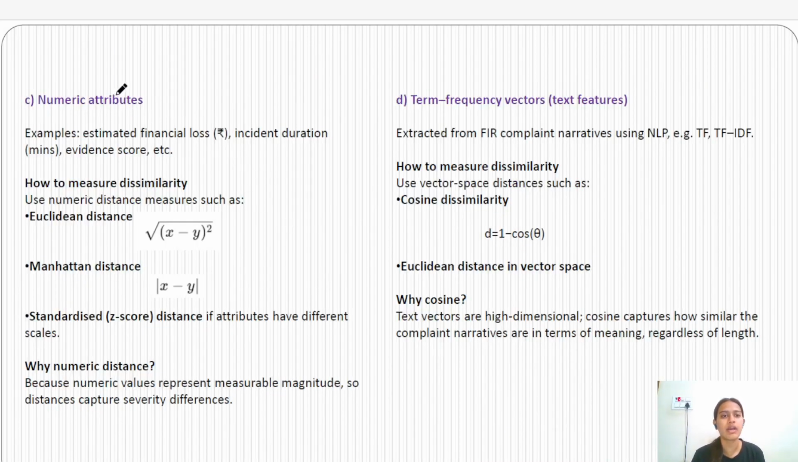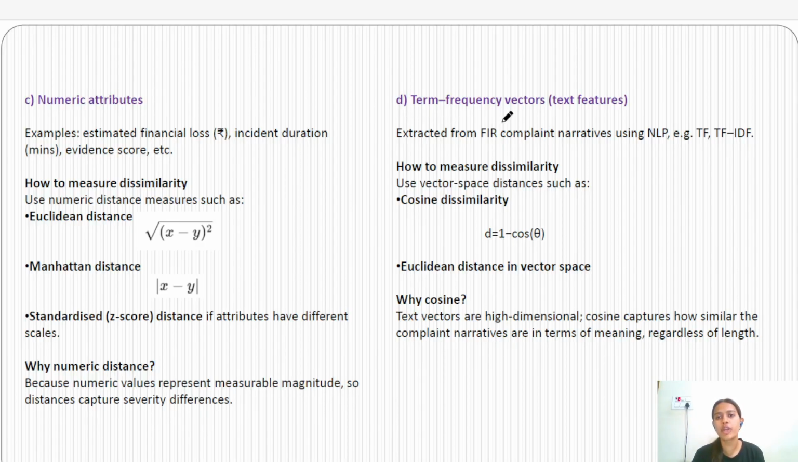Now, C. Numeric attributes. Examples: estimated financial loss in rupees, incident duration in minutes, and evidence score, etc. How to measure dissimilarity? Use numeric distance measures such as Euclidean distance or Manhattan distance. Standardize using z-score if attributes have different scales. Why numeric distance? Because numeric values represent measurable magnitude, so distances capture severity differences.